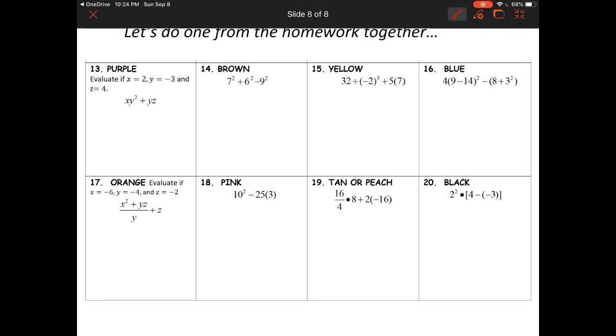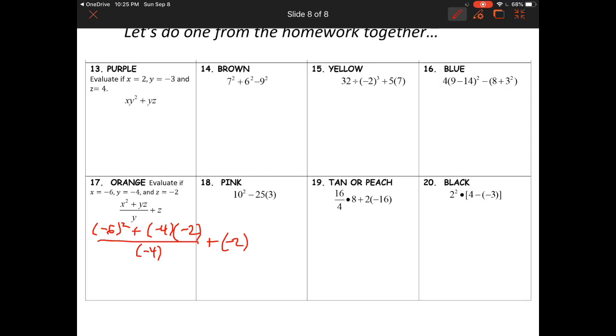So let's get started. So we've got a lot of evaluating to do, which means we're going to plug in and simplify. So let's plug in. Because I'm using my finger, I might have to use some of the space in number 18 as well. So when we plug in, negative 6 squared plus negative 4 times negative 2 all over negative 4 plus negative 2. So yeah, a lot of plugging in.